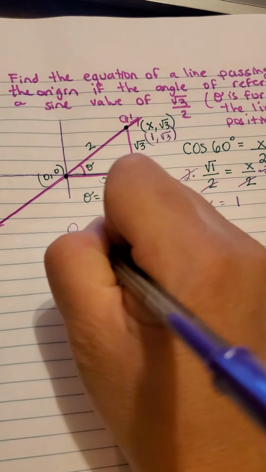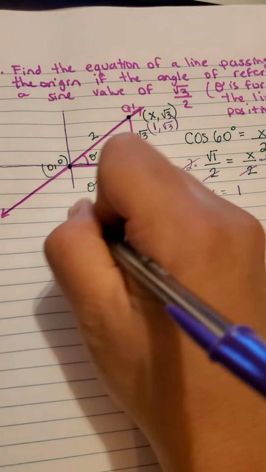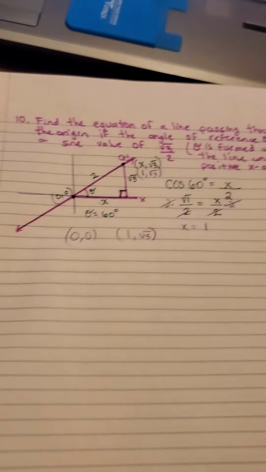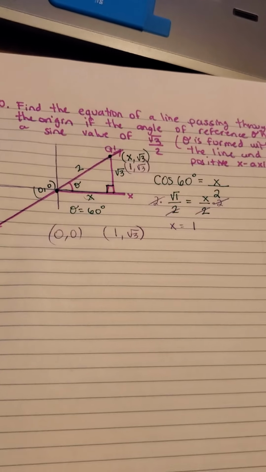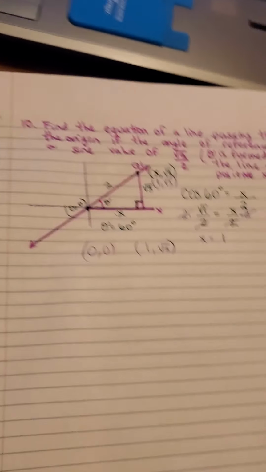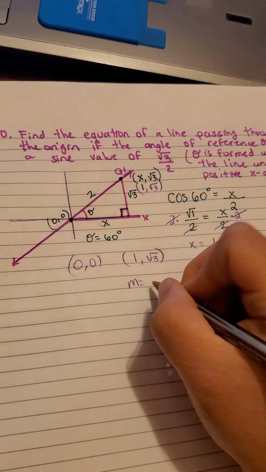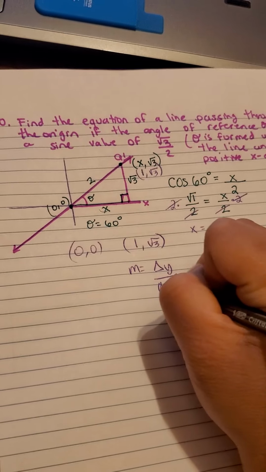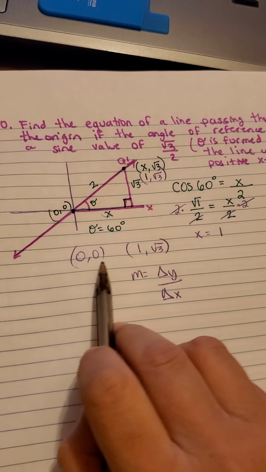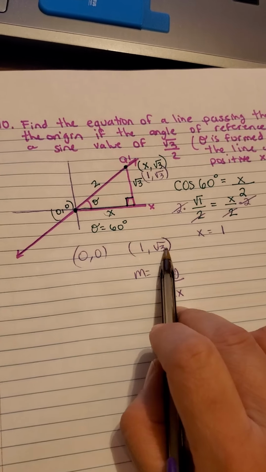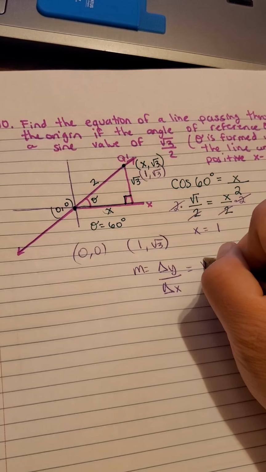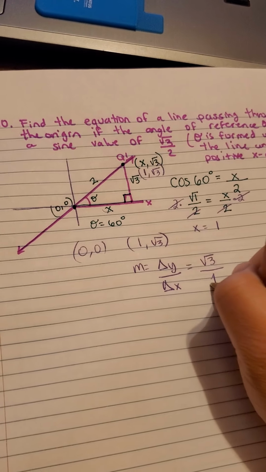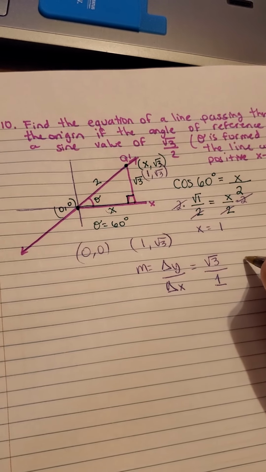Okay. So we have the point 0, 0, a line passing through the point 0, 0, and the point 1, square root 3. Remember from algebra 1, the slope of the line formula? It was slope of the line equals the change in y divided by the change in x. So if you look at the y values from 0 to square root 3, what was the change? That's square root 3. And then from 0 to 1, what was the change? That's a change of 1. So the slope of the line equals square root 3.